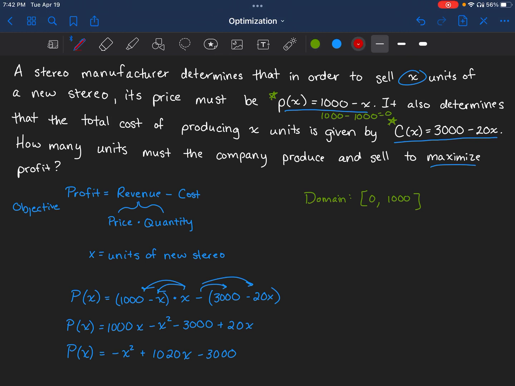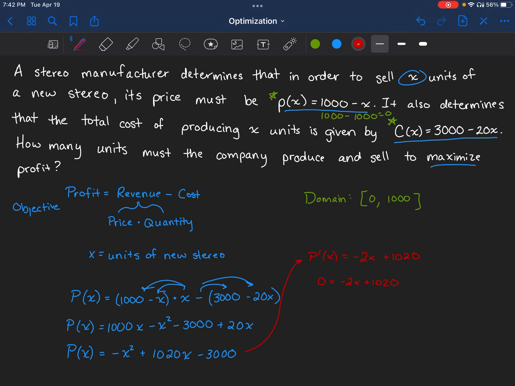But let's go ahead and take this profit and take its derivative. So P prime of X equals negative 2X plus 1020. Now that I've got that covered, notice that the 3000 just kind of disappears because the derivative of a constant is just 0. This is never undefined, so there's not going to be critical points that way, but there will be some critical points by setting this derivative equal to 0.